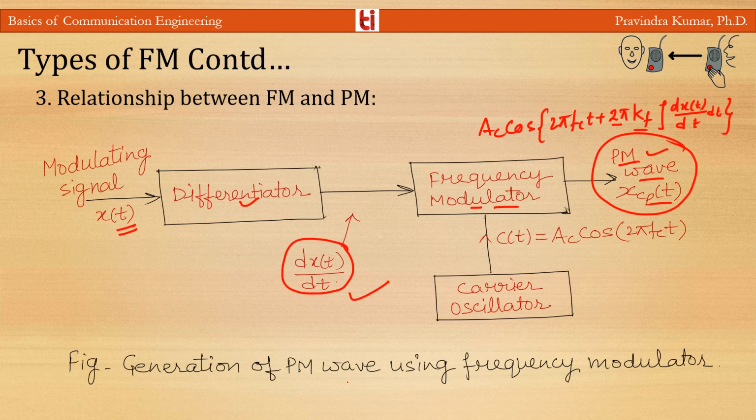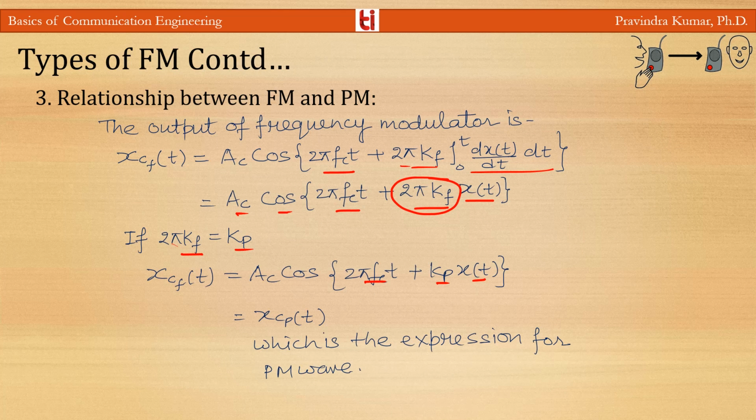So here I did the frequency modulation, and this FM wave will be equal to the PM wave. Likewise, you can see that the PM wave will be the FM wave if the modulating signal is the integrated version of the modulating signal.